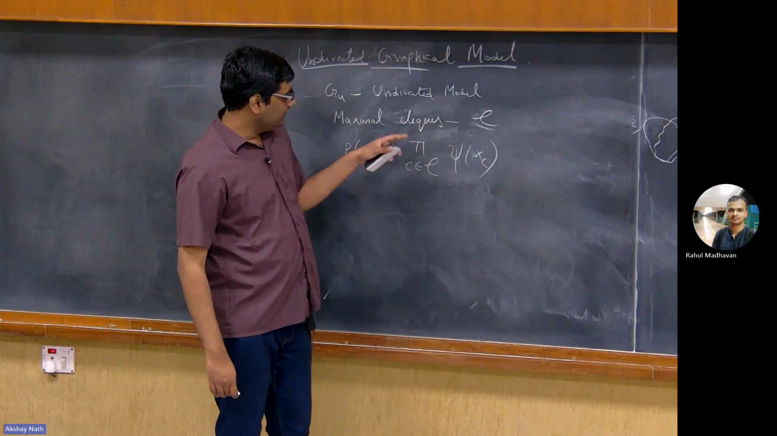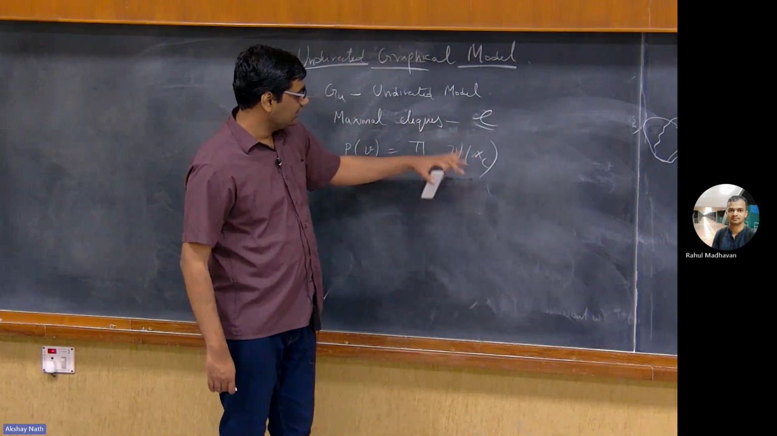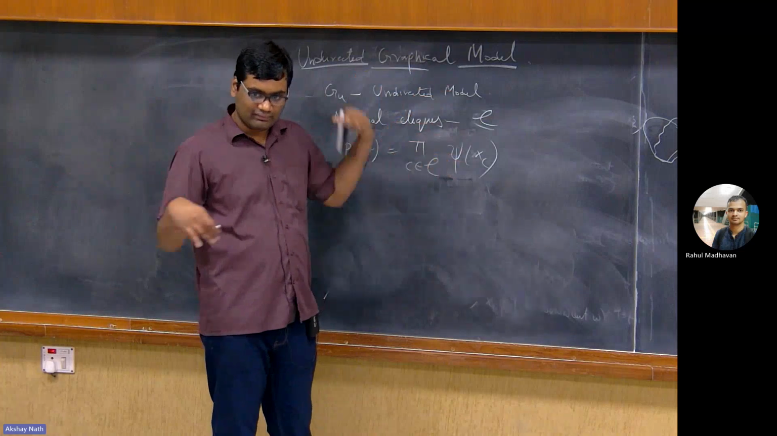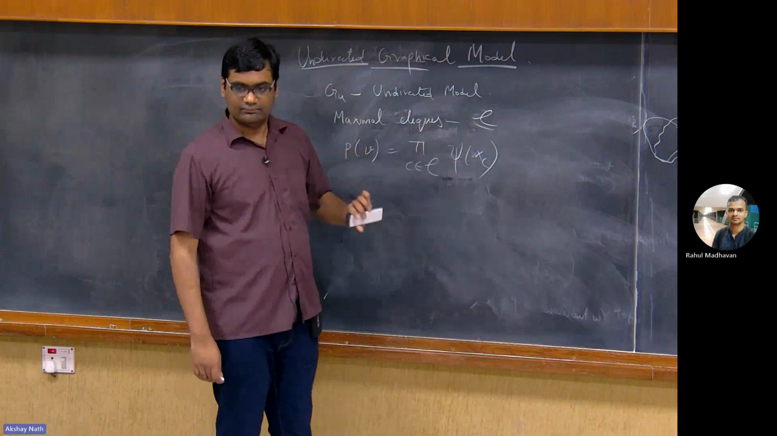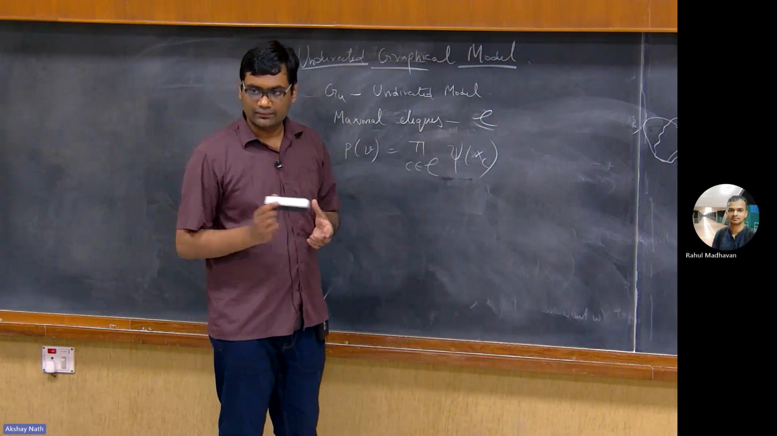Actually, you don't need the maximality. You just have a set of cliques. This is the factorization. When you put all those cliques in a graph, whatever graph you get, that is GU. That's much easier to define. But if you don't like that, you can have this definition, basically.